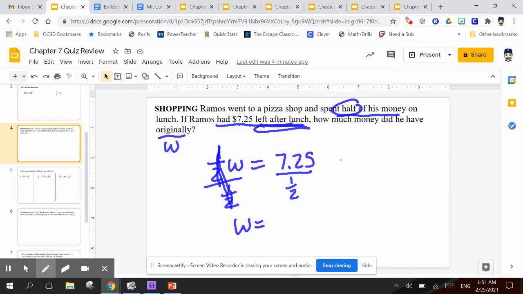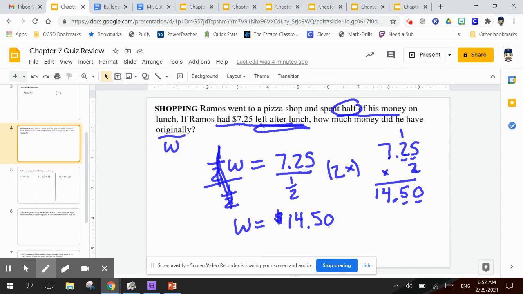Dividing by 1/2 and multiplying by 2 are the same thing. So if I take 7.25 times 2, 2 times 5 is 10, carry my 1. 2 times 2 is 4, plus 1 is 5. 2 times 7 is 14. There's 2 numbers after the decimal, so I have to have 2 numbers after my decimal here. So he originally had $14.50.